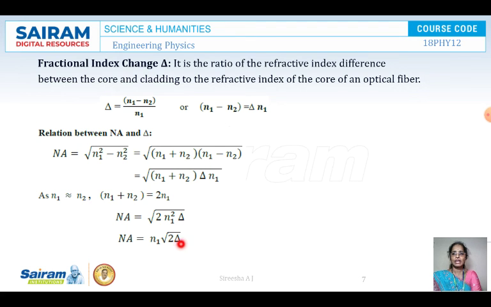Delta is nothing but the fractional index change. It is the ratio of the difference in the refractive indices of the core and cladding to the refractive index of the core.